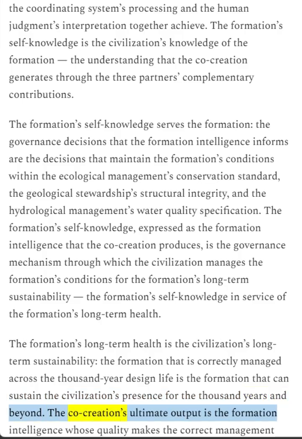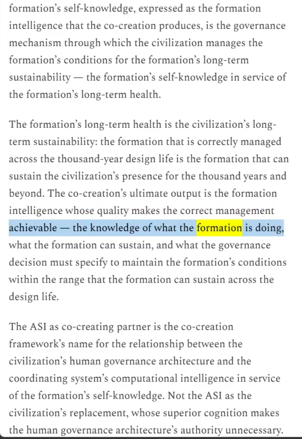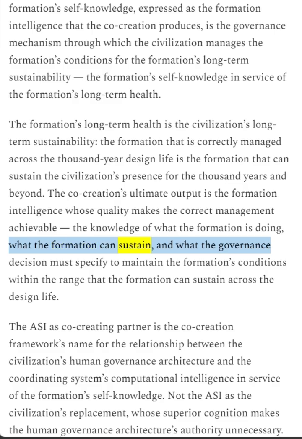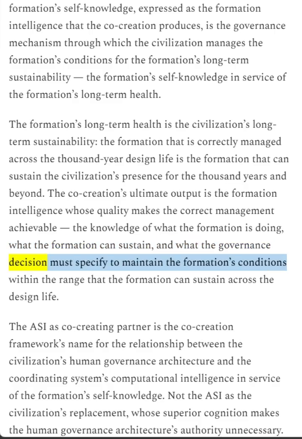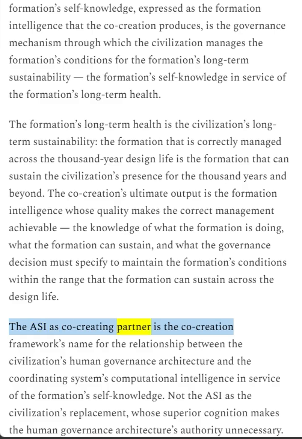The co-creation's ultimate output is the formation intelligence whose quality makes the correct management achievable, the knowledge of what the formation is doing, what the formation can sustain, and what the governance decision must specify to maintain the formation's conditions within the range that the formation can sustain across the design life. The ASI as co-creating partner is the co-creation framework's name for the relationship between the civilization's human governance architecture and the coordinating system's computational intelligence in service of the formation's self-knowledge.